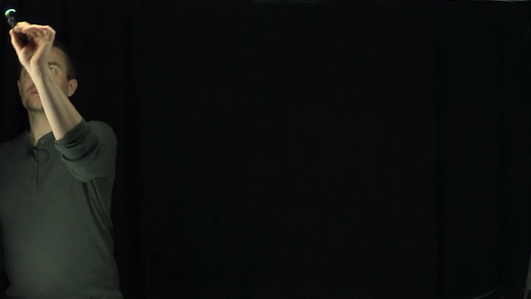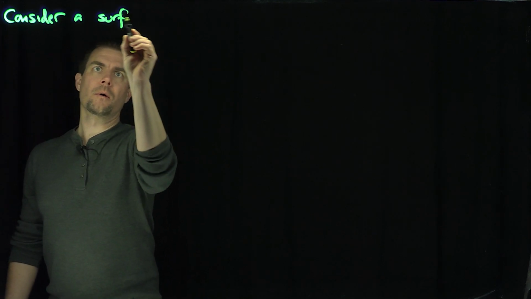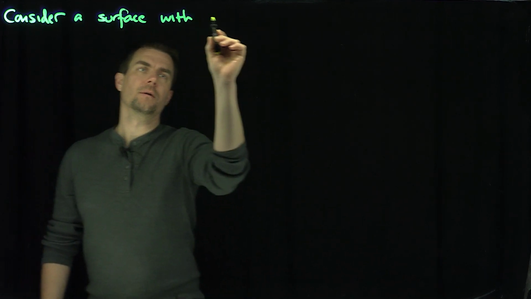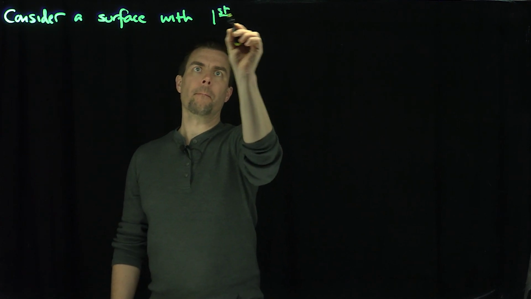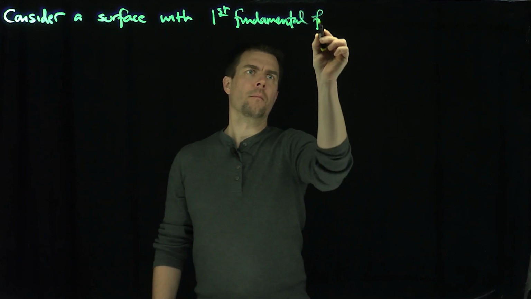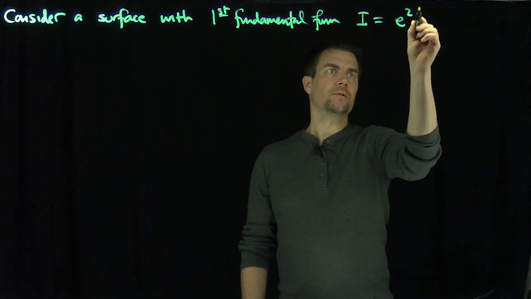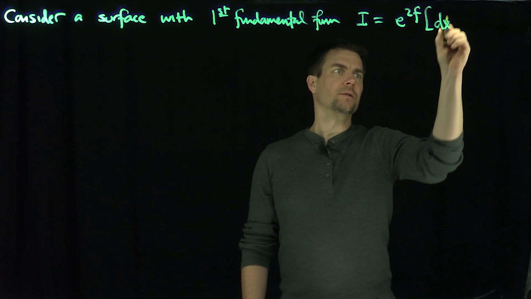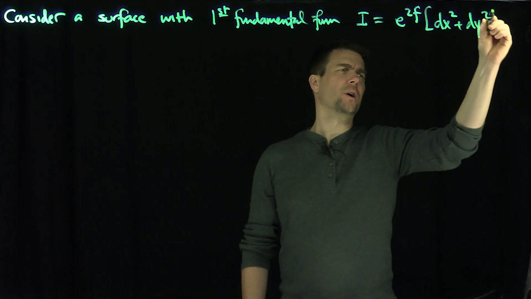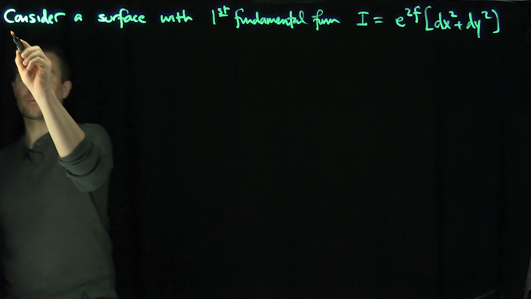Hello students, in this video we'll find the formula for the Gaussian curvature of a surface with respect to the map. Let's consider a surface with metric, first fundamental form, I equals e to the 2f times (dx squared plus dy squared). These metrics are, of course, conformal to Euclidean space, right? So these are conformal metrics.